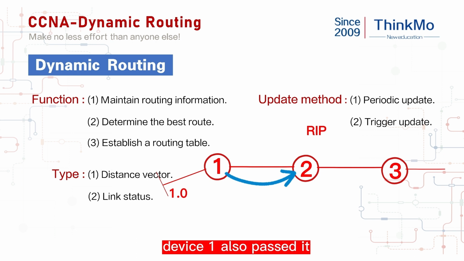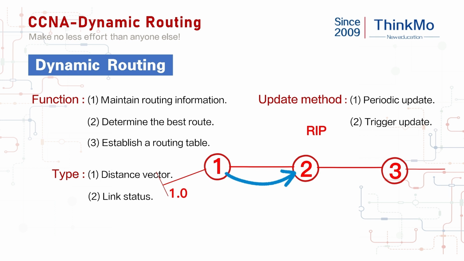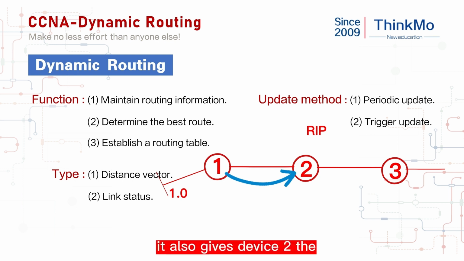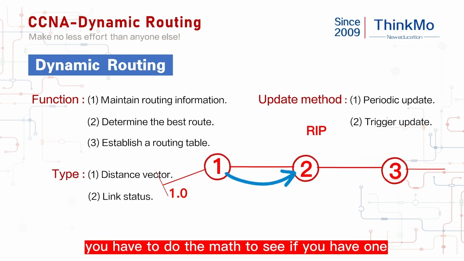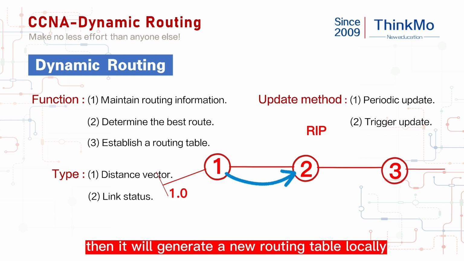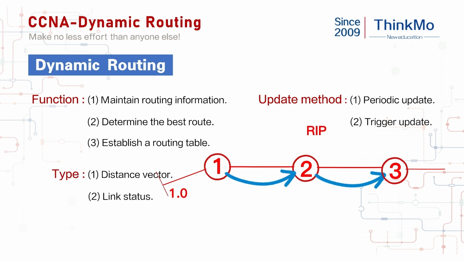Device 1 also passed its table, and device 2 has to calculate to see which ones it does not have locally. The two of them are now connected to a device in the middle, and behind this device there may be a network segment; it also gives device 1 its table, and also gives device 2 its table. Then device 1 gives its table to device 2 again. For device 2, you have to do the math to see if you already have an entry: discard it if you have, combine it with device 1's if you don't. Then it will generate a new routing table locally and pass this new table to device 3.